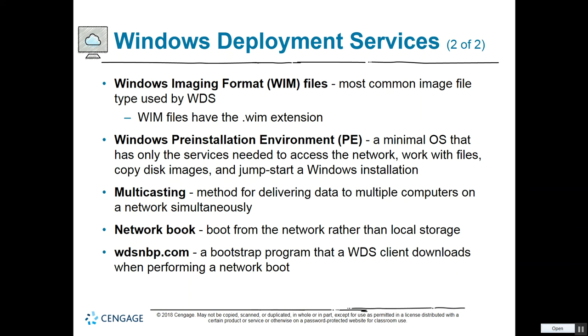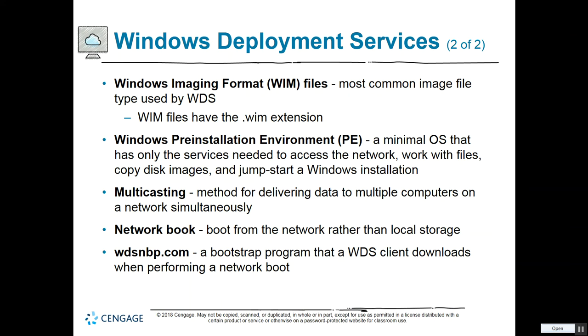Now multicasting, that's the method of delivering data to multiple computers on a network simultaneously. So let's say I have 20 client machines. They're currently running Windows PE, and it's not a full version of Windows. It's just the bare bones. That'll allow you to access the network, work with files, copy images, and get this thing up and running. Now your server then multicasts, or pushes, these images out to multiple computers all at the same time. So I can schedule this and it'll run, boom, there it goes.